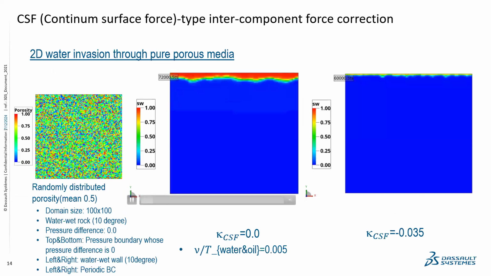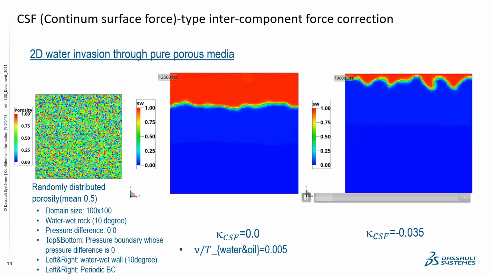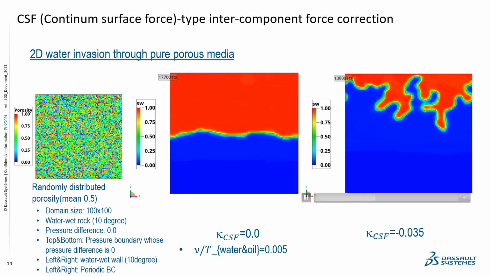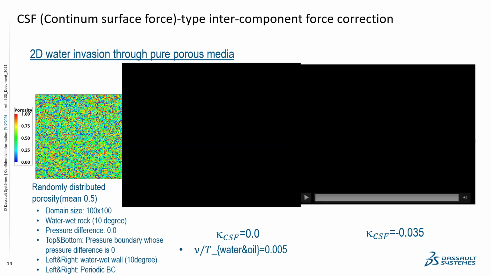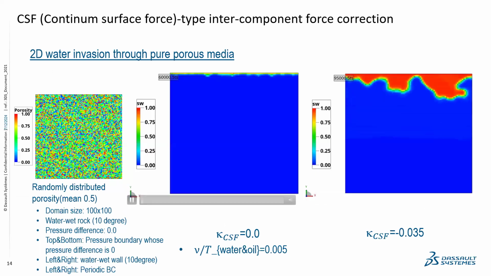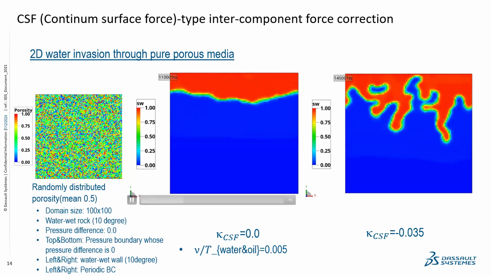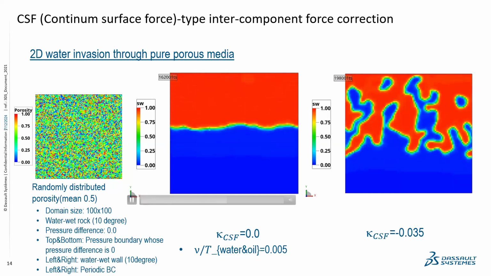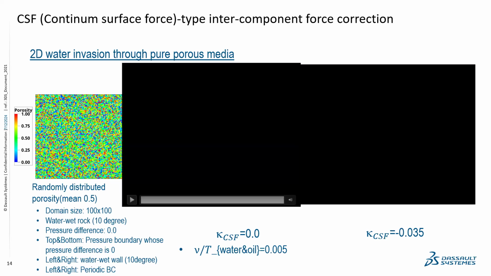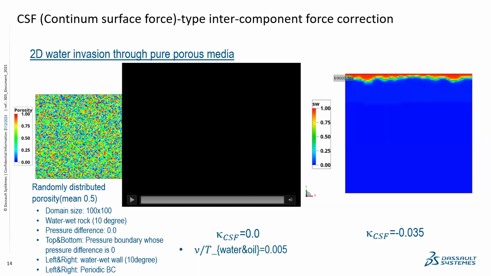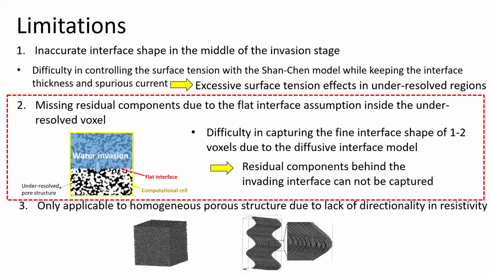And then this is the simulation result. The center is the original surface tension model, so the water invasion pattern seems to be very, very flat. On the other hand, on the right-hand side, because the surface tension is reduced a lot, we see a lot of fingering pattern here. This case uses a random porosity distribution, and that case seems to be more realistic. Okay, so that's the first modification.